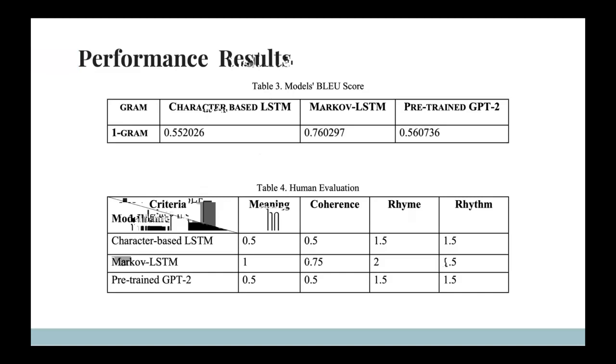Here is the result. The evaluation result showed that the Markov-LSTM model has a high score. That means the model does not create new words that are not in the Arabic language. Also, it's better in terms of meaning, coherence, rhyme, and rhythm than the other models. But it still lacks many aspects that make it close to what is produced by humans.